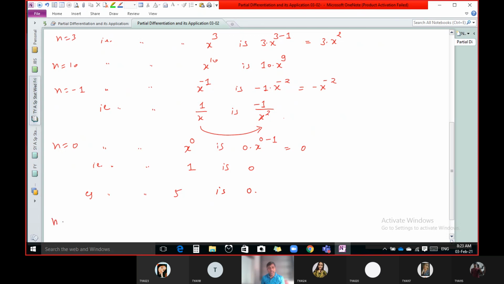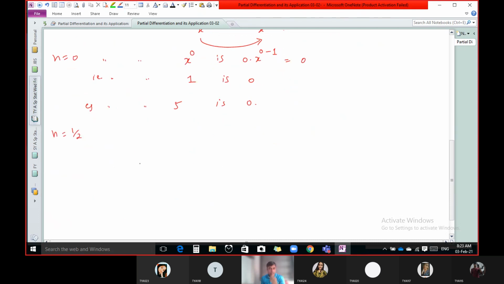Now if we put n equal to, let us say, 1 upon 2. So if we put n equal to 1 upon 2, what will happen? Derivative of x raised to 1 upon 2. Now please tell me the answer for this question. What is derivative of x raised to 1 upon 2?